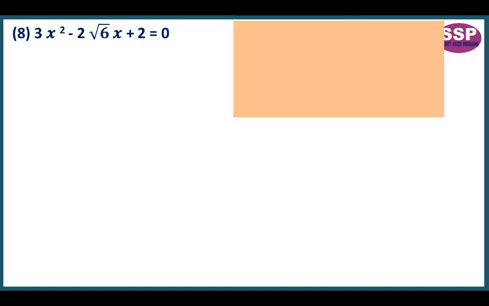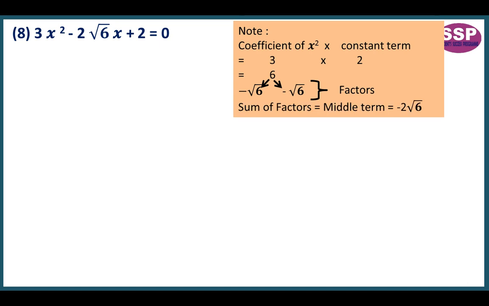Next problem, 3x square minus 2 root 6x plus 2 equal to 0. First of all, we have to find out the product of coefficient of x square and constant term. We get 3 into 2, that is equal to 6. Now we have to factorize this 6 so that the sum of factors should be equal to middle term. Therefore we get minus root 6 and minus root 6 are the factors of 6, and the sum of these factors is equal to the middle term, which is minus 2 root 6.